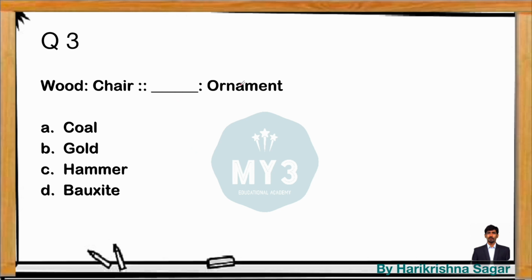Wood, chair, dash, ornament. Chair is made up of wood. Ornament is made up of gold. Mark the answer as B.